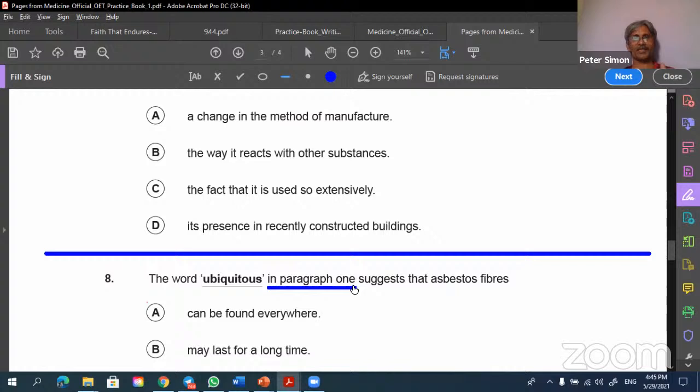So try to understand here. 1 comes after the noun. Paragraph number 1. But if it comes before paragraph, it should be first. In first paragraph, the first paragraph.